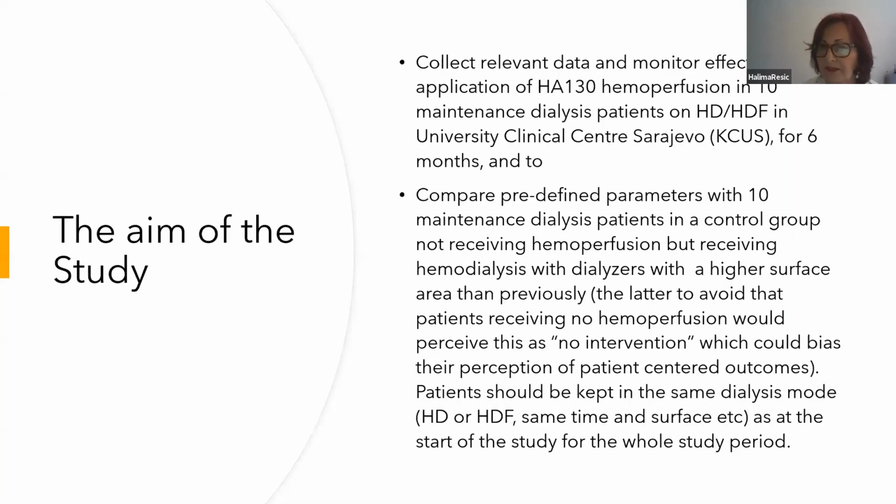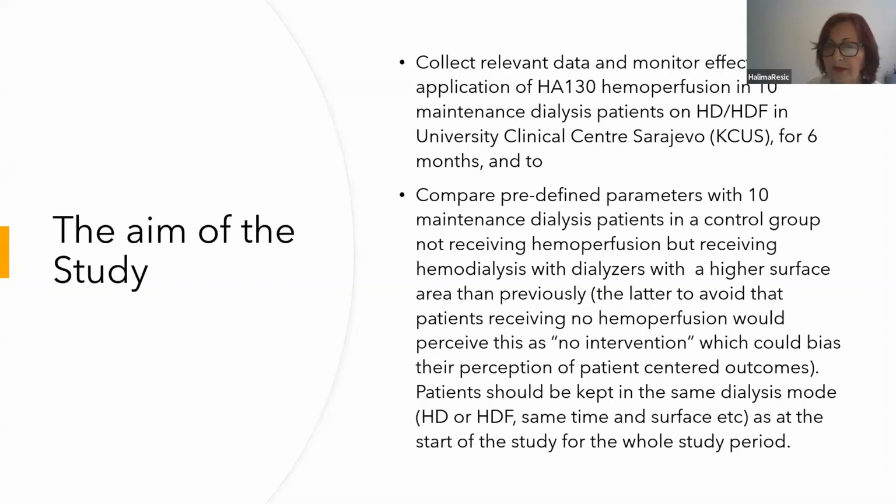Collect relevant data and monitor effects of application of hemoperfusion in 10 maintenance dialysis patients in Clinical Center Sarajevo for 6 months. And we want to compare predefined parameters with 10 maintenance dialysis patients in a control group not receiving hemoperfusion, but receiving hemodialysis with dialyzers with a higher surface area than previously. Patients should be kept in the same dialysis mode, hemodialysis or hemodiafiltration, same time and surface, etc., as at the start of the study for the whole study period.